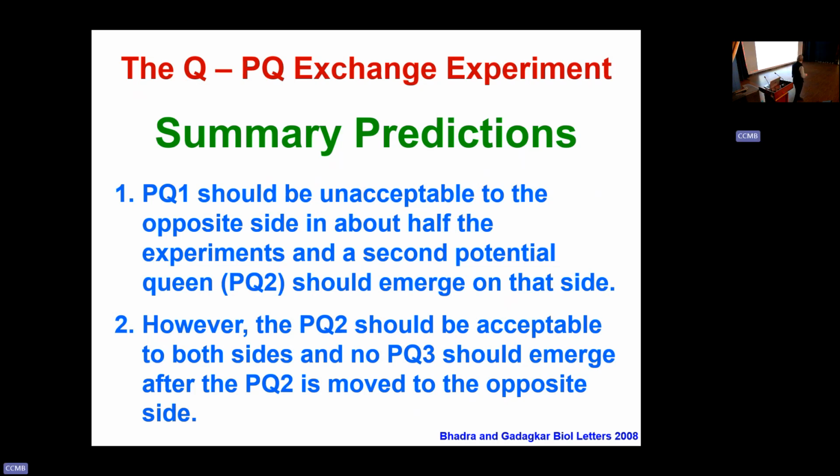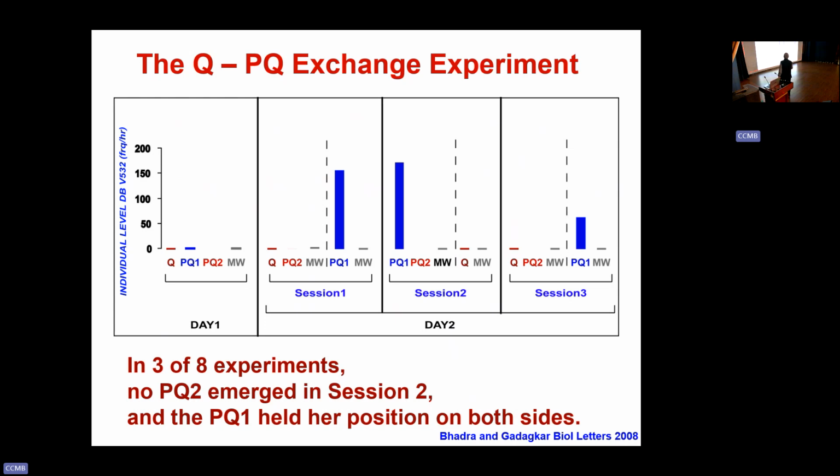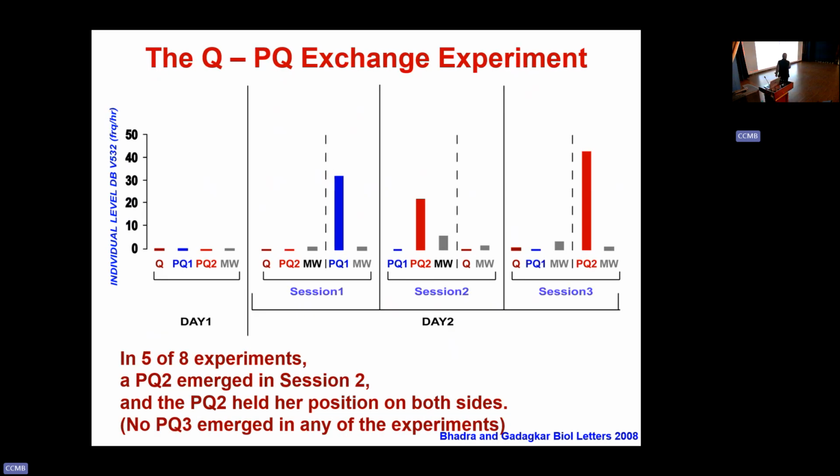In the first three experiments, she found that the first potential queen was successful on both sides. She was not challenged at all. This corresponds to a situation where the heir designate by chance happened to be on the opposite side of the queen. But in the remaining five experiments, the first potential queen lost, a second one came, but she was successful on both sides, corresponding to a situation where the heir designate in the beginning was on the queen side.